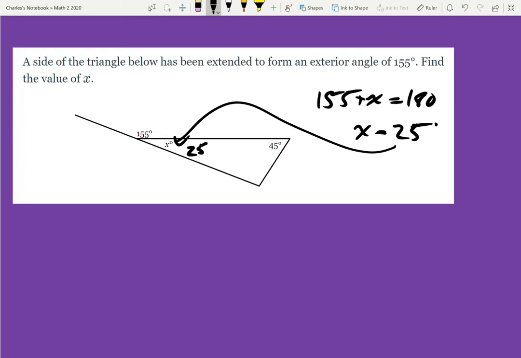Boom. If I just kept going with this, I can say 25 plus 45. 20 plus 40 is 60. 5 plus 5 is 10. So that's 70. What would this angle be? That would be 110.